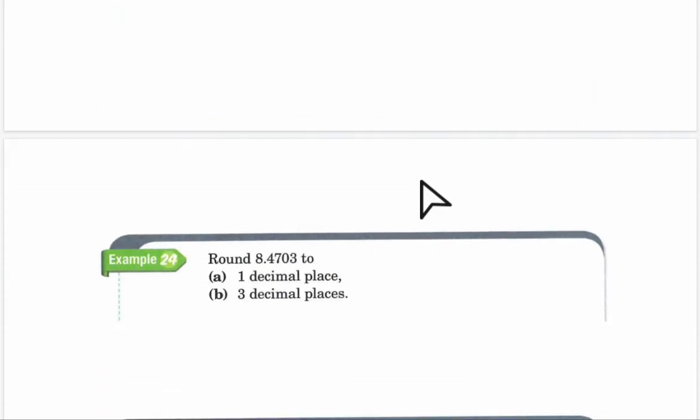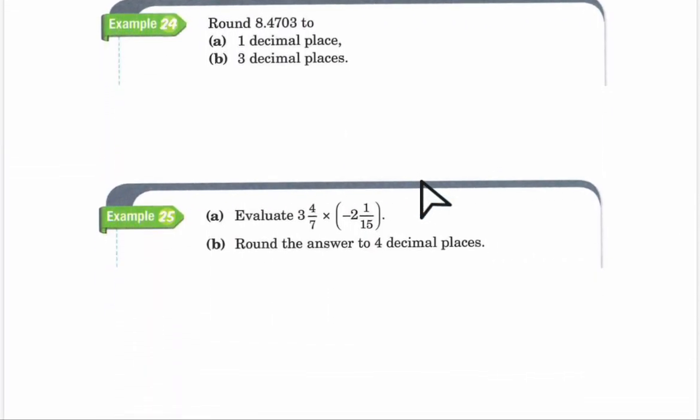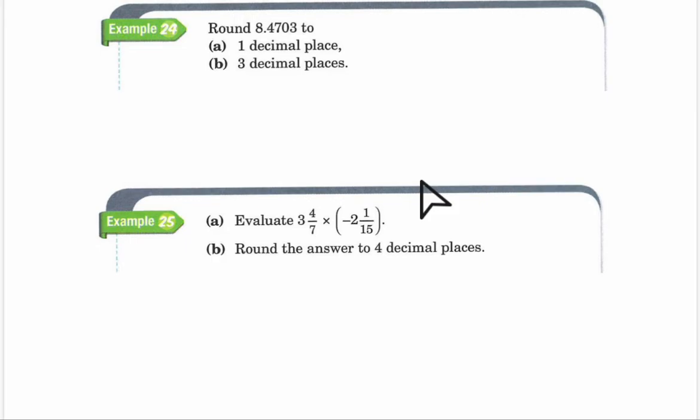Okay? So you would read this as 8 and 4,703 ten-thousandths. That's why people just say 8.4703, right? They don't have to sit there and be like, let me read this properly. Okay, so you need to round it to 1 decimal place and then 3 decimal places. Go ahead and pause the video and try it on your own first.